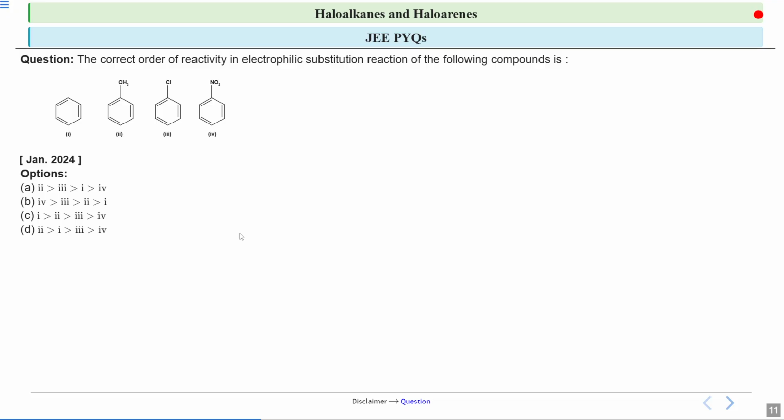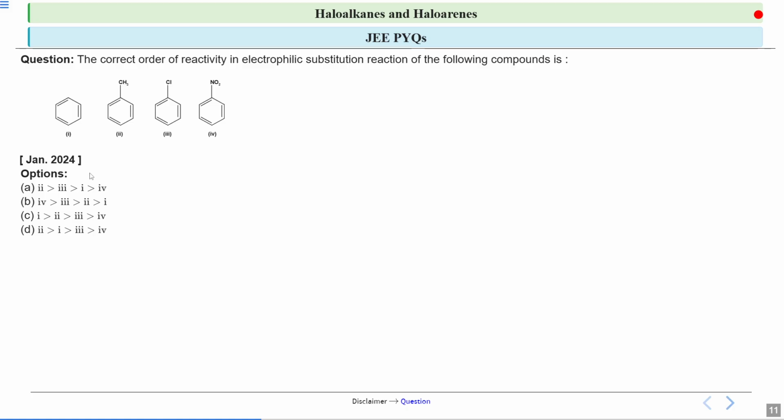Okay, let's see the next question. The question is, the correct order of reactivity in the electrophilic substitution reaction of the following compounds is. So we are given 4 different compounds. You have to tell the order of reactivity of these compounds towards electrophilic substitution reaction. The first compound is a simple benzene ring. The second compound is toluene. The third compound is chlorobenzene, and the fourth compound is nitrobenzene.